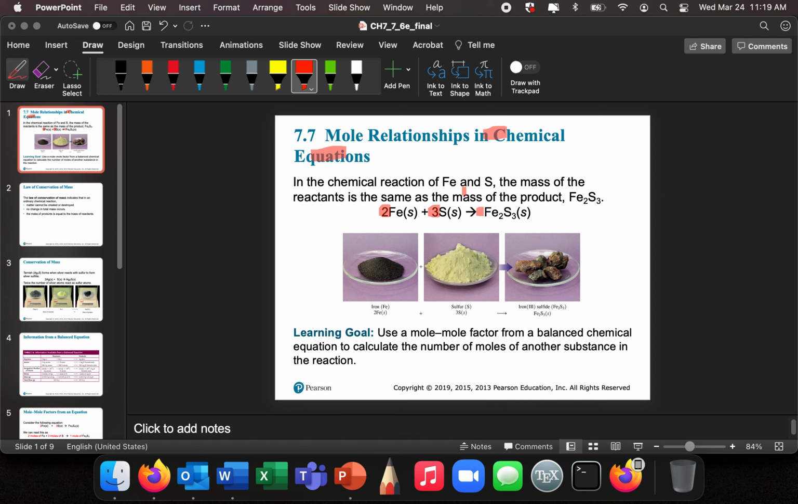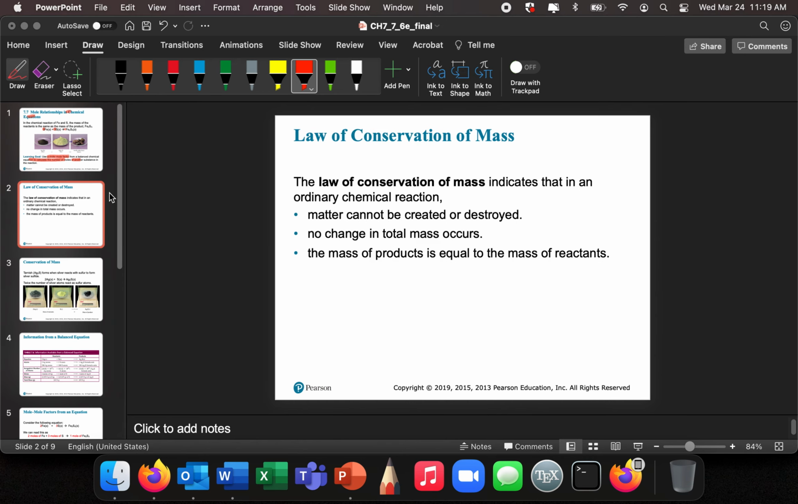Iron 3 sulfide, right? Okay, so our learning goal then is to use the mole-mole factor for one substance to calculate the moles of another substance in the reaction. So we're going to convert back and forth.